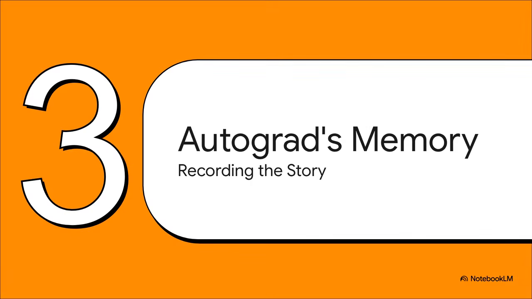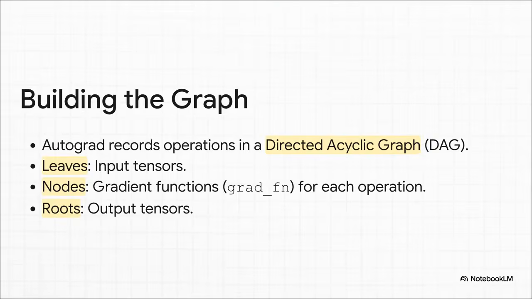So, we got our results, but the whole time that forward pass was happening, something else was going on in the background. Remember Autograd, the historian? It was watching everything, recording the story of our tensor's journey. As our tensor moved through the C++ layer, Autograd was busy building this computational graph. You can think of it like a family tree. The original tensors, A and B, are at the bottom. They're the leaves. The final result, C, is at the top, the root.